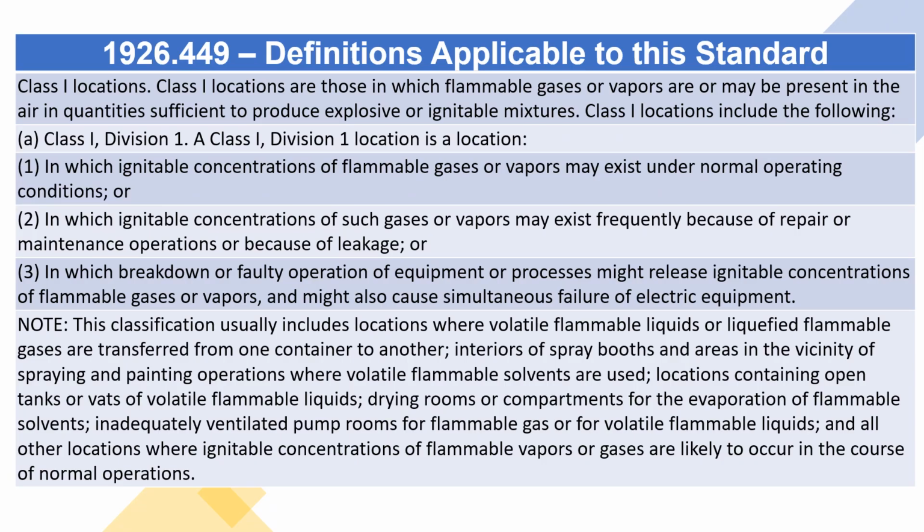Class 1 locations. Class 1 locations are those in which flammable gases or vapors are or may be present in the air in quantities sufficient to produce explosive or ignitable mixtures. Class 1 locations include the following.